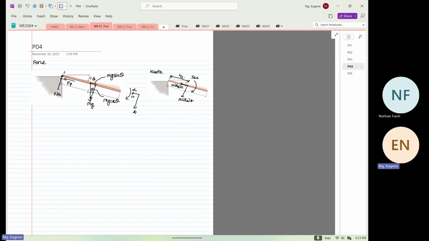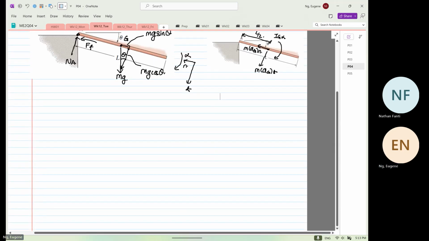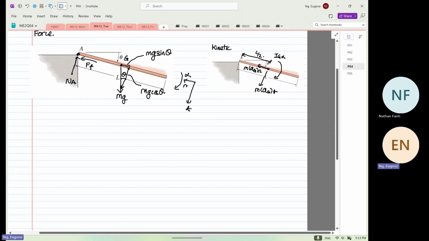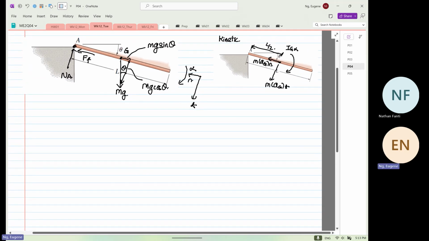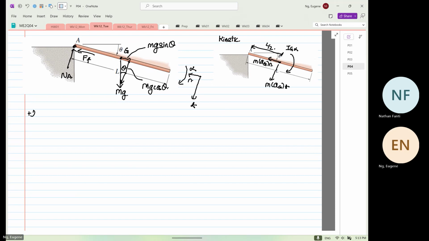So we are going to take summation of moment at point G. You can take moment at point A, the outcome will be the same. Okay, so we're going to take summation of moment at point G, and this will be equal to summation of moment at point G kinetic.